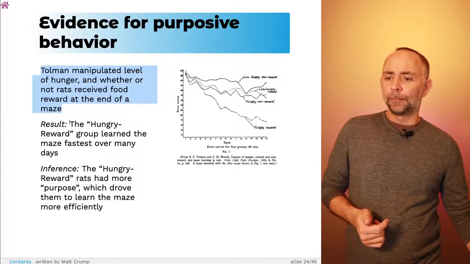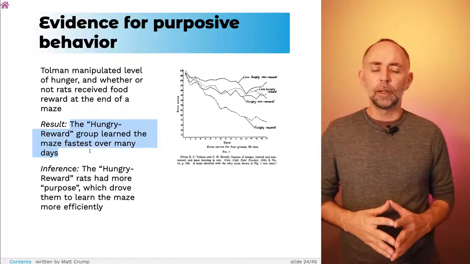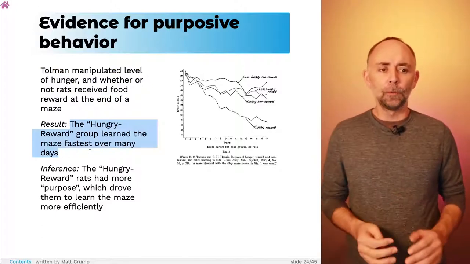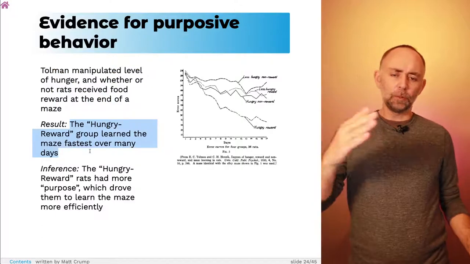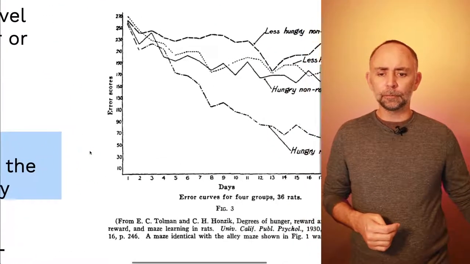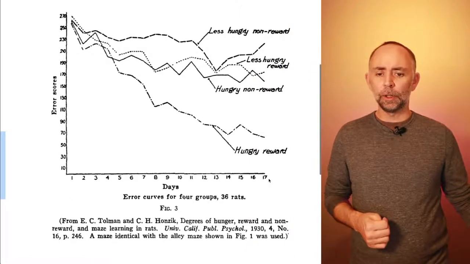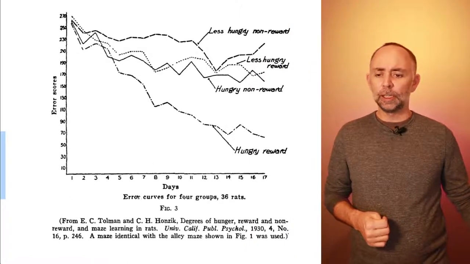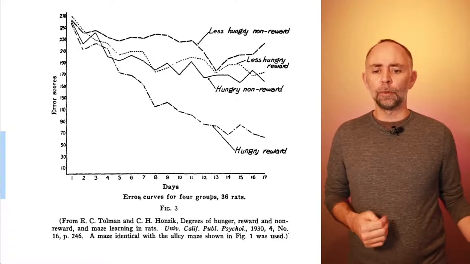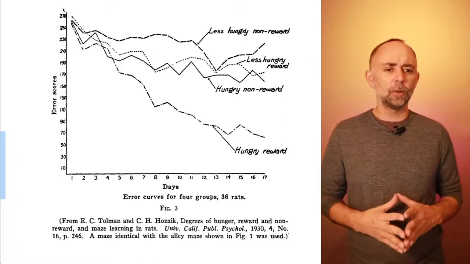Here's the result. The hungry reward group learned the maze the fastest over many days. Let's go back and look at this graph again. So what are we looking at? We have days on the bottom, 1, 2, 3, all the way to 17. And it's saying error curves for four groups, 36 rats. And we've got error scores here. So what is an error score?